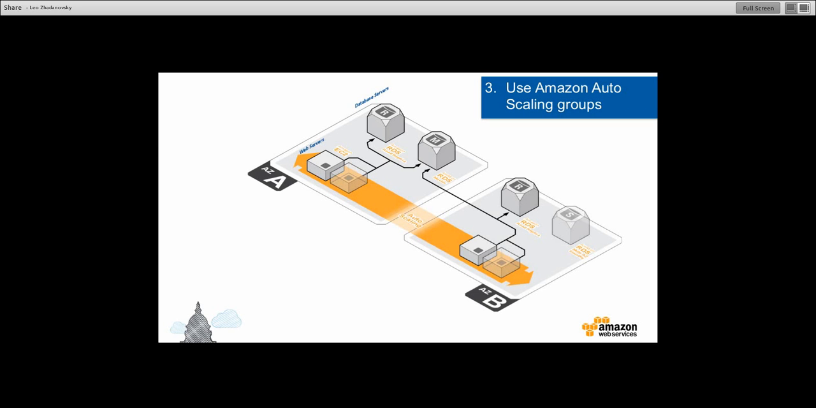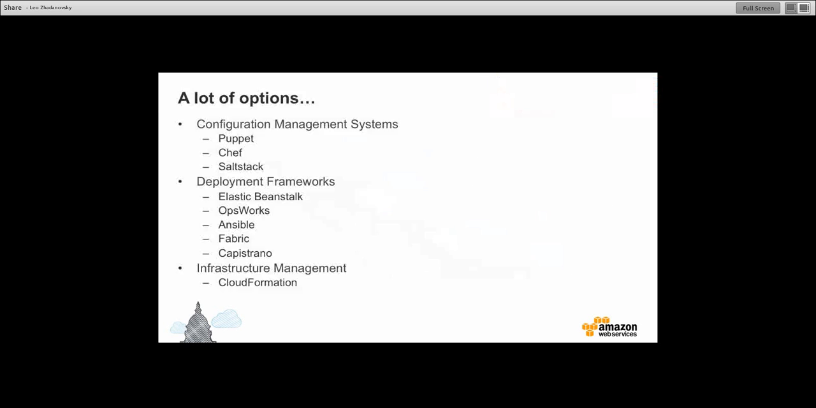Then you want to use auto-scaling groups for your web and application servers. Your web and application servers should dynamically grow up and down depending on your traffic. And then you want to put an ELB in front of your web servers so that the ELB will distribute traffic equally among however many web servers you have. So that's how you scale for high availability.